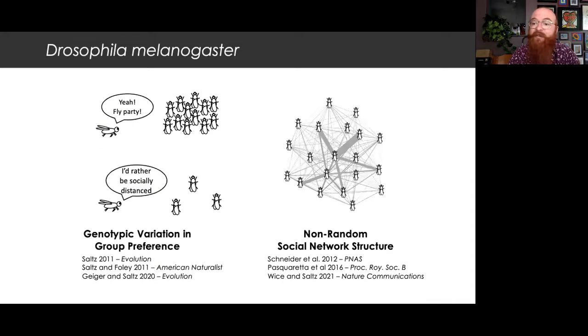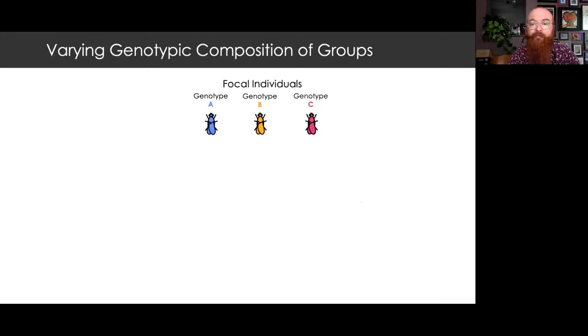Additionally, flies are a great system to work with and address questions about how the genotypic composition of social groups affects structure and selection, as flies have been shown to non-randomly choose and form social groups, as well as form non-random social networks, where flies preferentially associate or disassociate with one another.